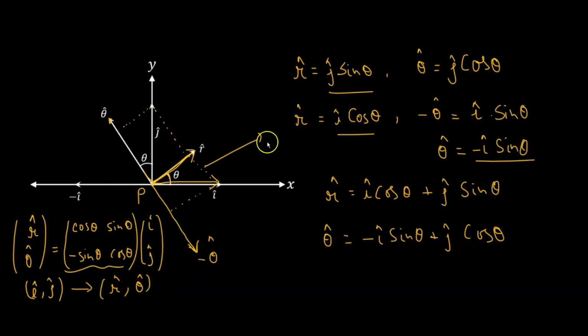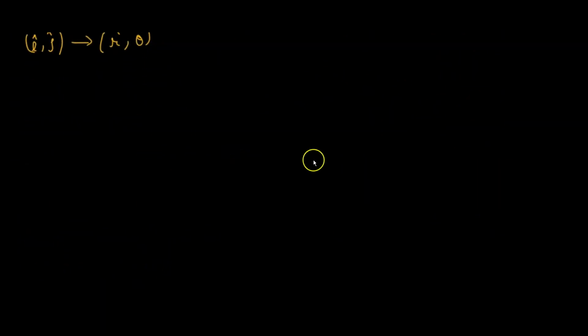Now you might be wondering, how did I quickly write that r cap is equal to j cap sine theta and theta cap is equal to j cap cosine theta? So let's talk about this quickly. This is vector resolution. So let's say you have two vectors mutually perpendicular to each other.